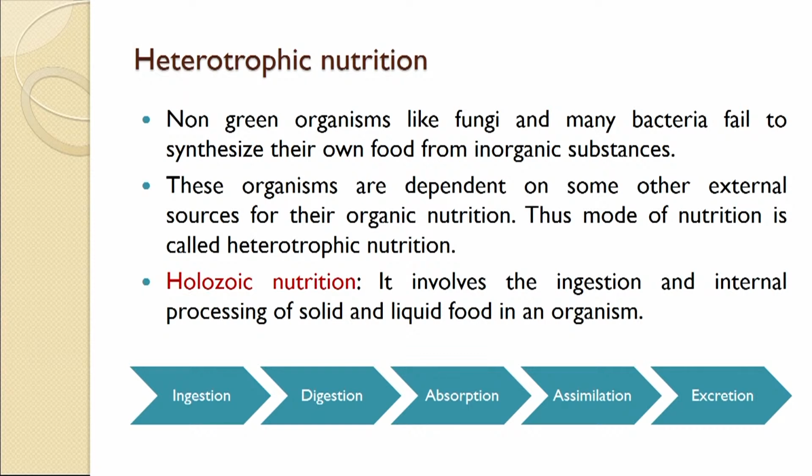Heterotrophs are further classified into several types. Holozoic nutrition is one of them. In this holozoic nutrition, there is basically the ingestion and internal processing of solid and liquid food in an organism. So this is particularly evident in amoeba. In holozoic nutrition, there are 5 steps through which it proceeds. First one is ingestion, then comes digestion, then absorption, then assimilation of the nutrients within the body, and the fifth one is excretion.